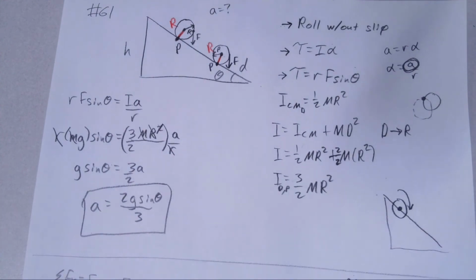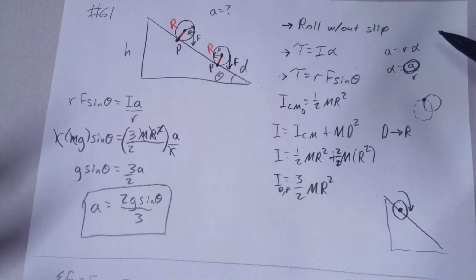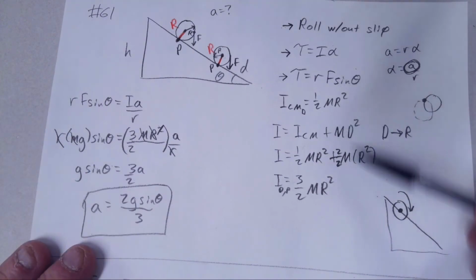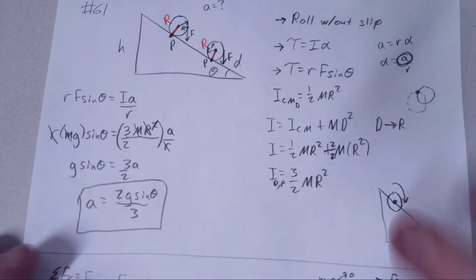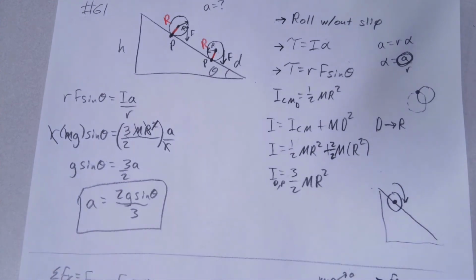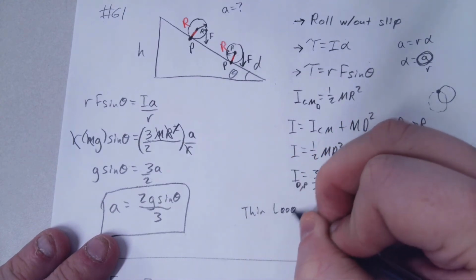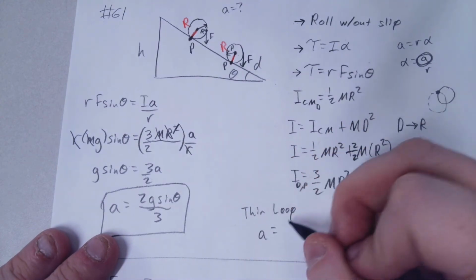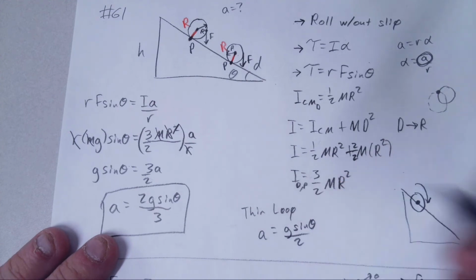Part B has you doing the exact same thing, but for a thin loop instead. So what would you do? You'd find the moment of inertia about the center of mass for a thin loop, plus mr squared again, because if it's a loop, you're still only displacing by r, and you do the same thing. If you did that for a thin loop, the acceleration comes out to g sine theta over 2.